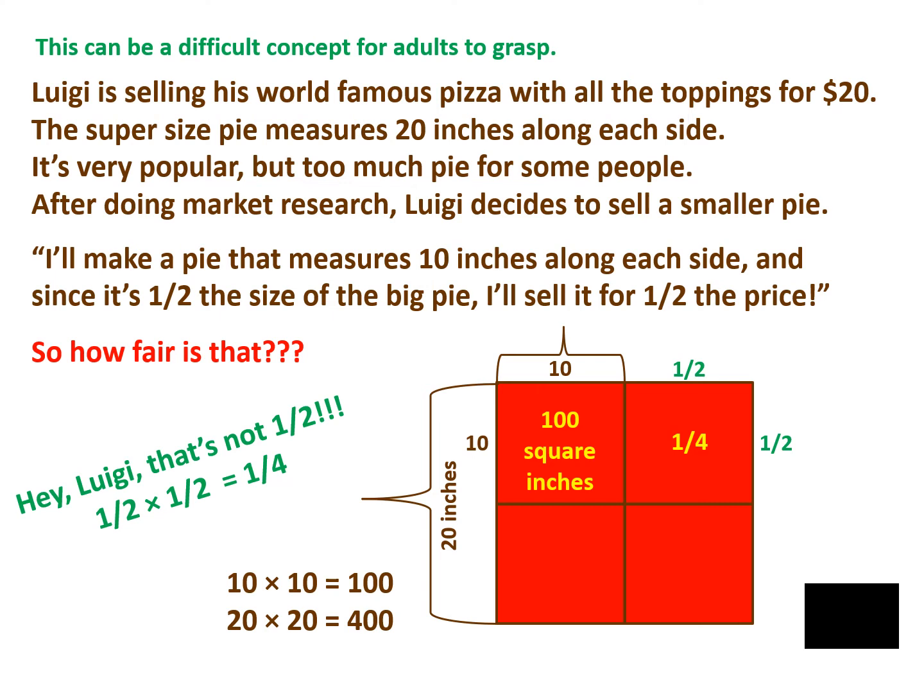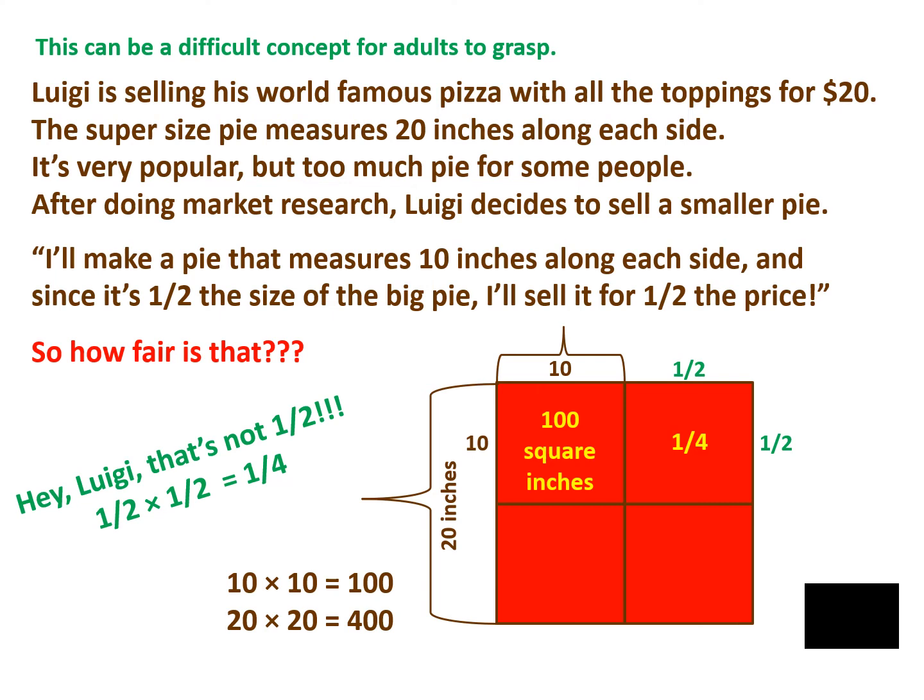Luigi is selling his world-famous pizza with all the toppings for $20. In this slide, you can see that the pie measures 20 inches along each side, and though it's very popular, it's much too much pie for some people. So Luigi decides to sell a smaller pie.